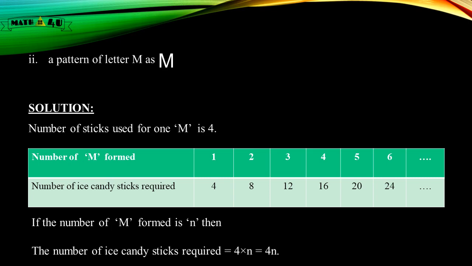A pattern of the letter M. Number of sticks used for 1 M is equal to 4. Therefore, for 2, it will be 2 into 4, that is equal to 8. For 3, 3 into 4, that is equal to 12. For 4, 4 into 4, that is equal to 16 sticks. For 5, 5 into 4, that is equal to 20 sticks, and so on. If the number of M's formed is n, then the number of ice candy sticks required is 4 into n, that is equal to 4n.